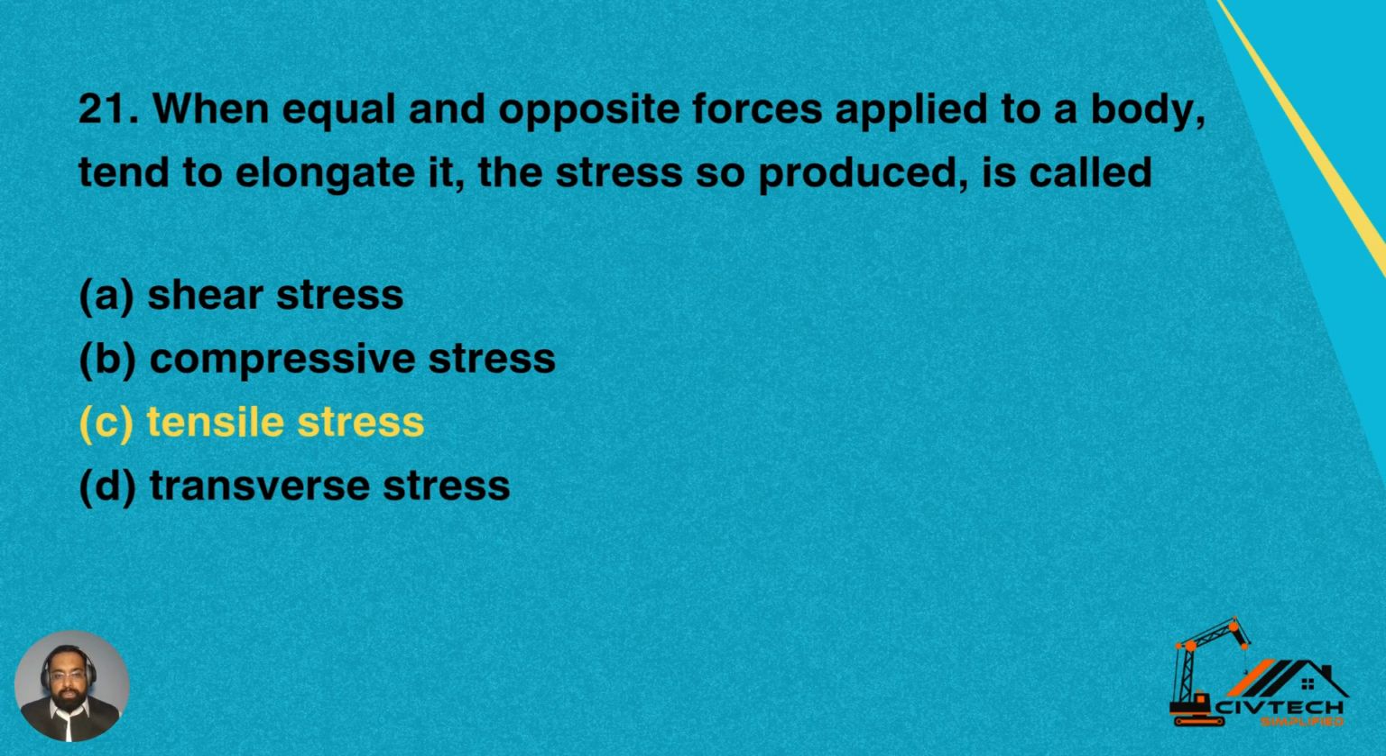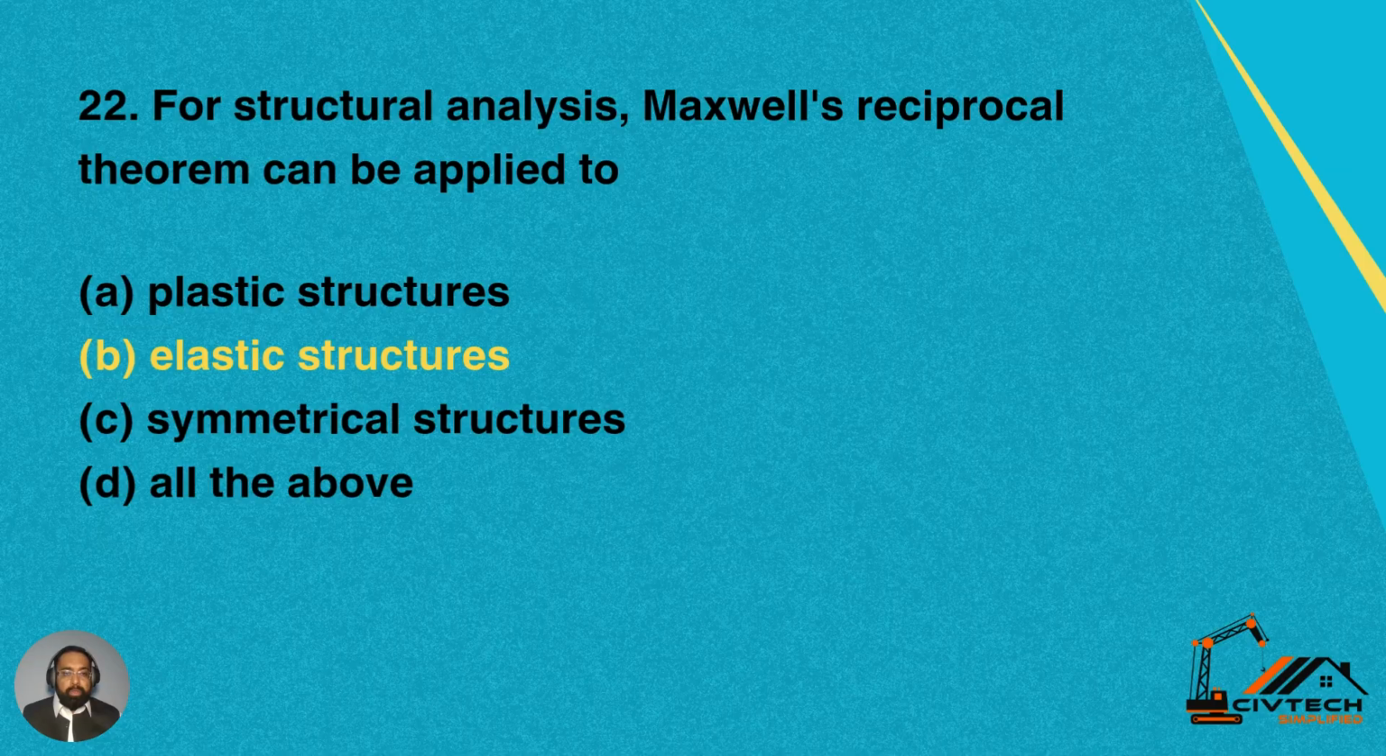Question 21. When equal and opposite forces applied to a body tend to elongate it, the stress so produced is called: option A, shear stress; option B, compressive stress; option C, tensile stress; option D, transverse stress. When equal and opposite forces applied to a body tend to elongate it, the stress so produced is called tension stress or tensile stress. C is the correct option for this question.